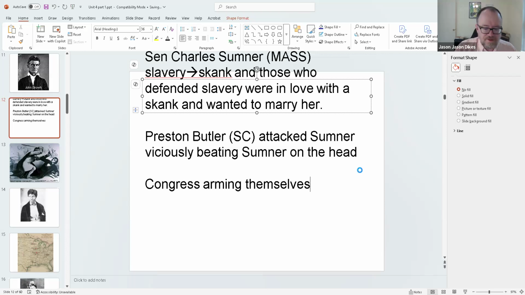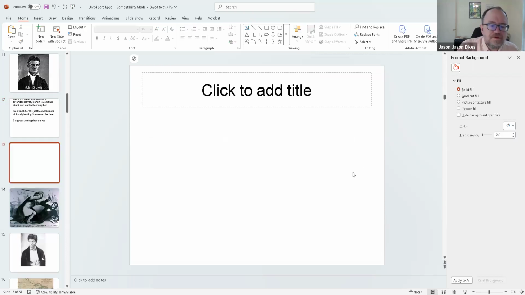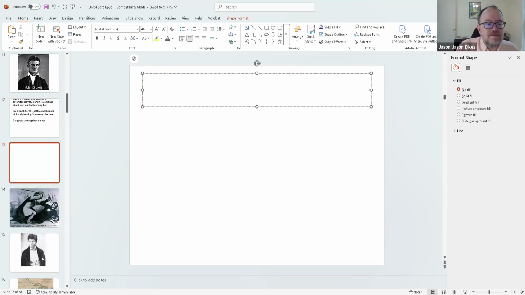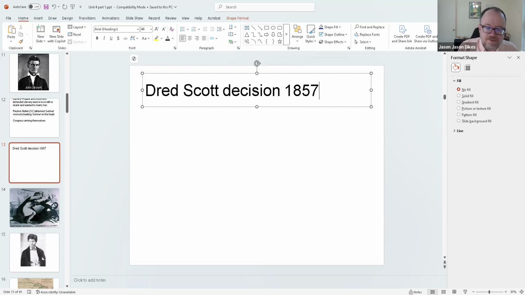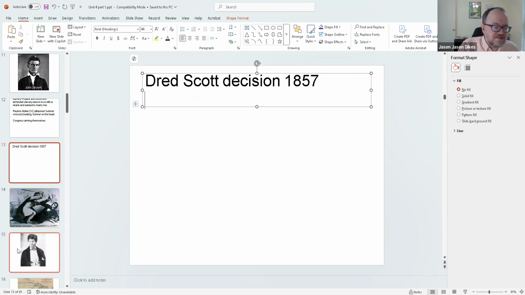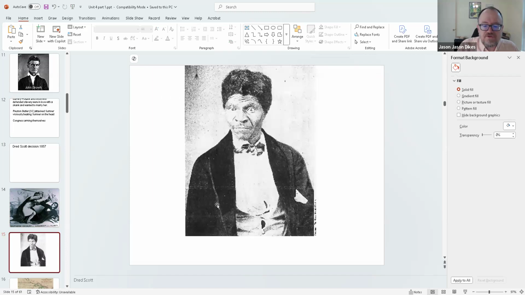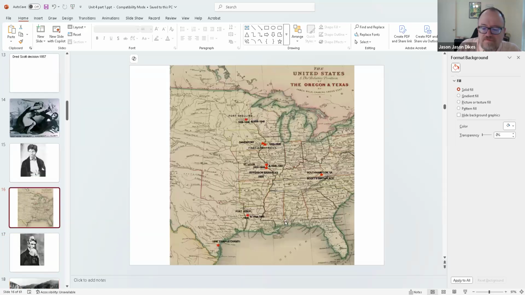So maybe the Supreme Court can help us. Or maybe not. Let's find out. This brings us to Dred Scott. Dred Scott decision in 1857. Dred Scott is a slave. This is a picture of Dred Scott. Dred Scott was born a slave. Dred Scott lived a slave his entire life.